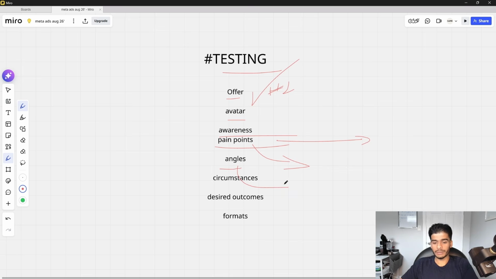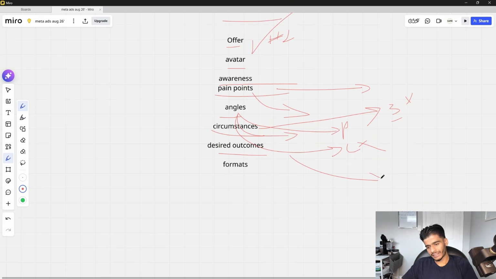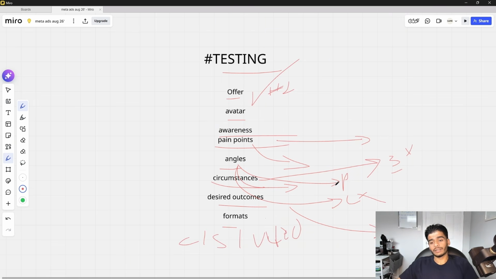You are not losing weight because it's hereditary, and you are not losing weight because you eat too much protein. Carbs are not the enemy. Angles, right? And different circumstances they are going through. Maybe a businessman, you have to look after your family as well. 3 kids, take them to the football game while making sure your business grows. Desired outcome: pay less in taxes, lose weight. And formats, meaning carousels, statics, video creatives. Yeah, this is how we are gonna test.